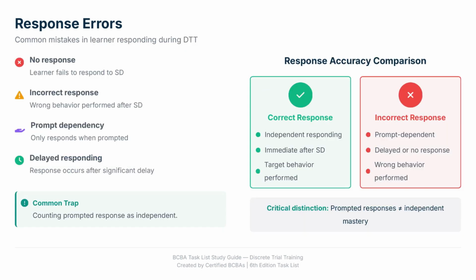There are several common response errors. A learner may give no response, an incorrect response, or a delayed response. Another critical issue is prompt dependency, where the learner only responds when prompted. A very common exam trap is counting a prompted response as independent. In ABA, only responses that occur without prompts are considered independent and indicate true mastery.